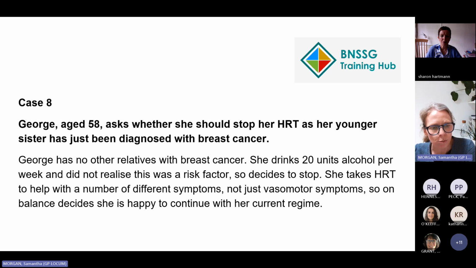So in George's case, she hasn't got any other relatives, so she wouldn't be considered at high risk. She is drinking a fair bit at the moment, and she didn't recognise that was related to an increased breast cancer risk, so that was helpful in her overall decision making. And she decides that actually she's using HRT for much more than just the vasomotor symptoms. So on balance, she feels happy to continue at the moment.